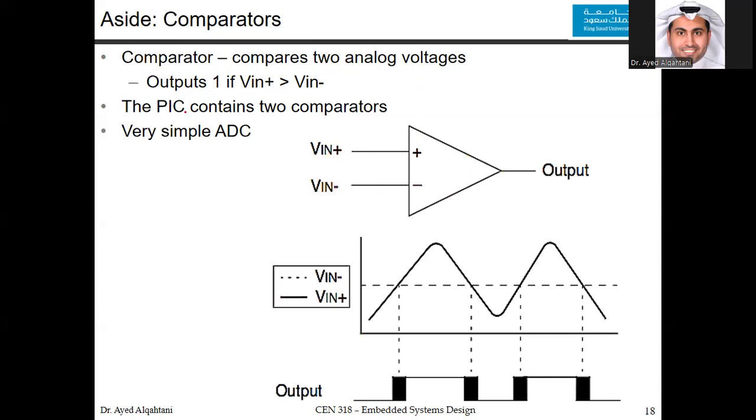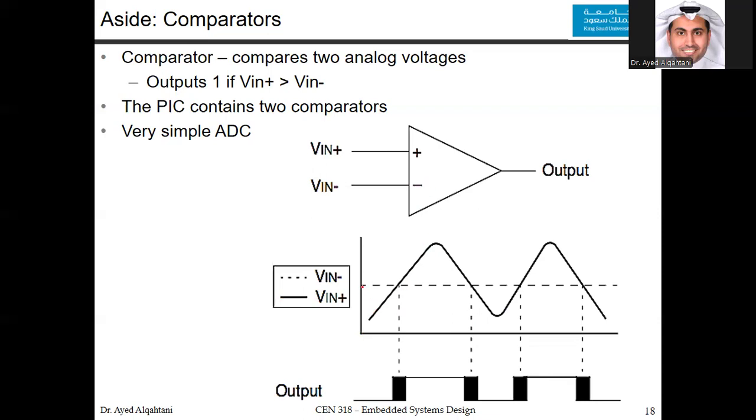Now in the Big 24, it has two comparators, which makes the analog digital converter very simple. Here's an example to understand how this is working.